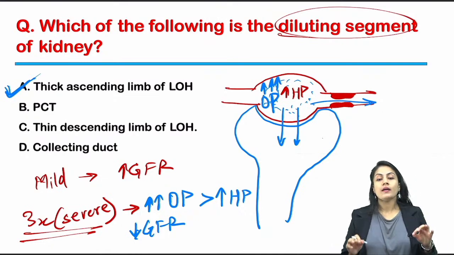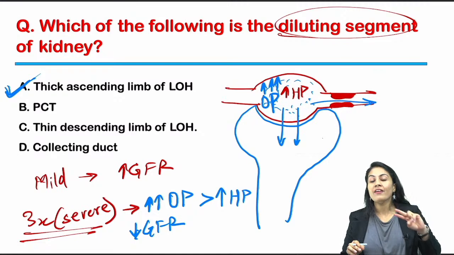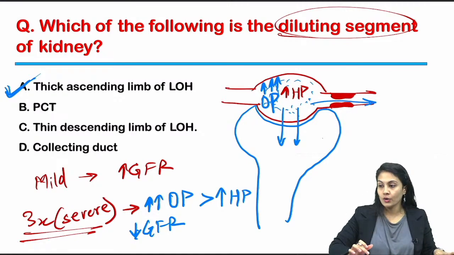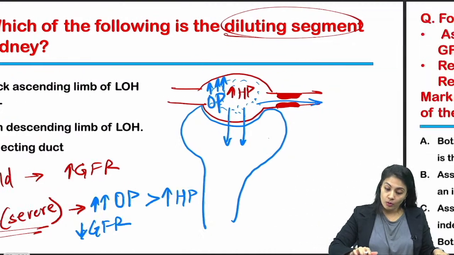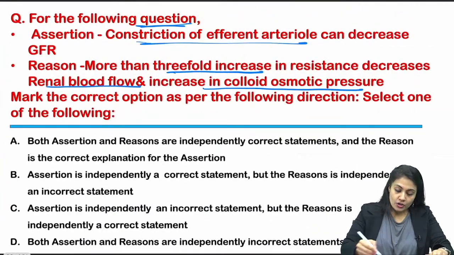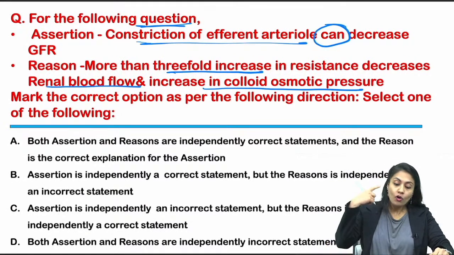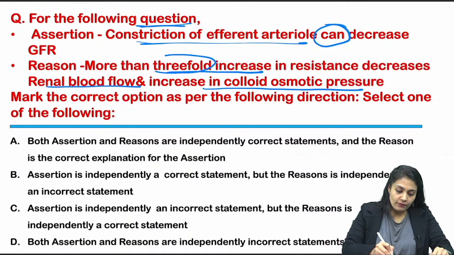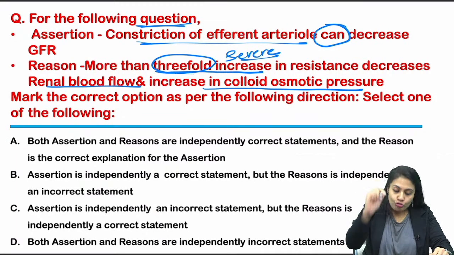So that's why this is the truth statement, and these two are the biphasic representation of the efferent arteriole. Okay, no, that is not false. Both the things are true. Constriction of the efferent arteriole can decrease GFR when there is more than a 3-fold increase, that means a severe increase in the resistance. That's true.